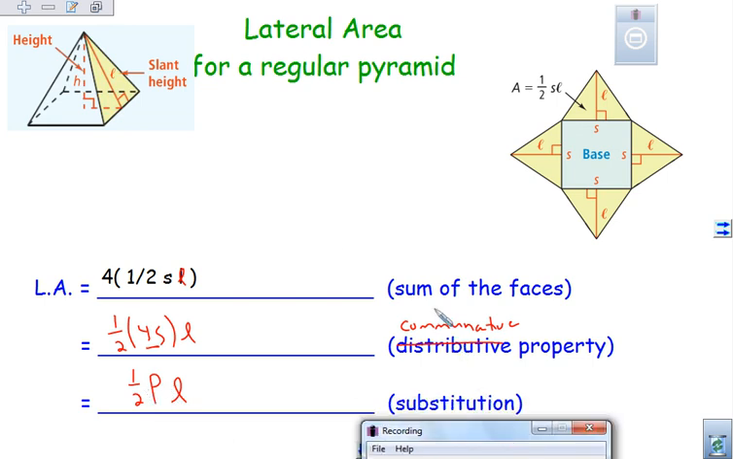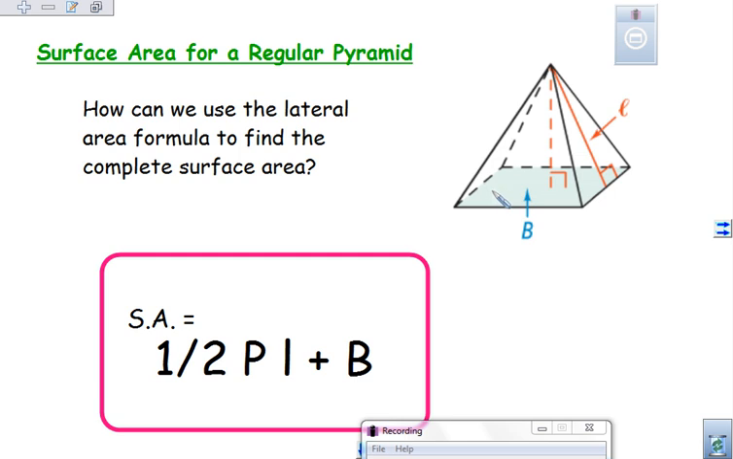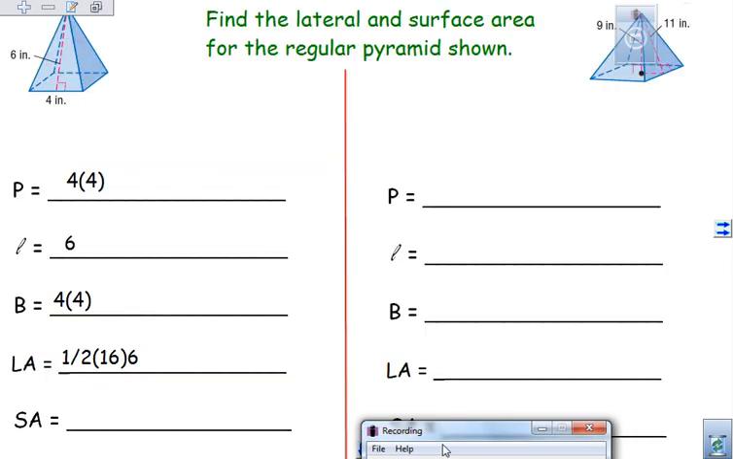So if we want to find the surface area of the whole thing, this is all the lateral area, and then we just have to add the bottom. So how can we use the lateral area formula to find the complete surface area? So this is that lateral area we were just talking about, and here's that cursive L, the slant height. All we have to do is add that blue base to the bottom. So 1/2 PL plus B. Notice how the P and the B are both capitalized. That means they revolve around the dimensions of the base. So let's try a couple of examples.